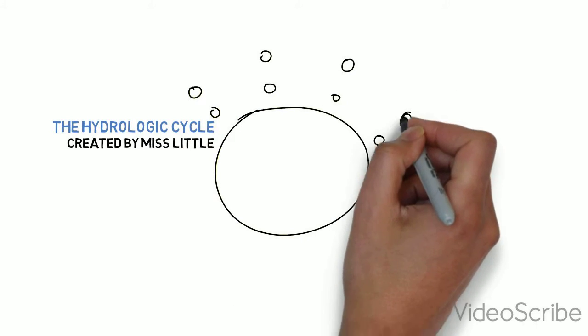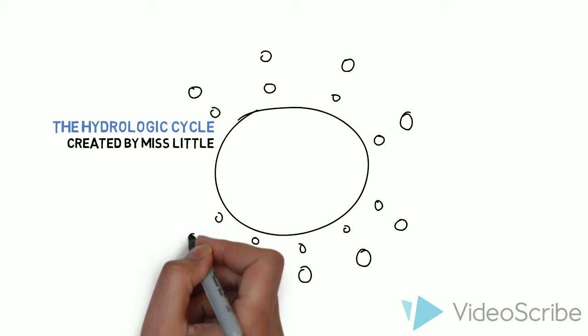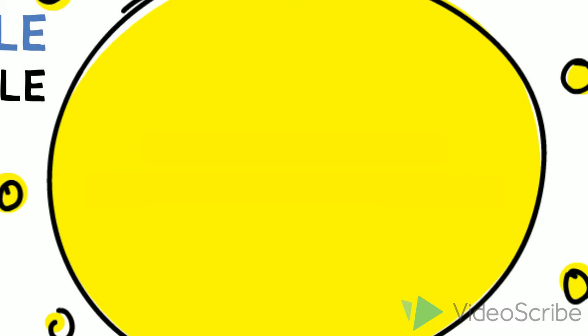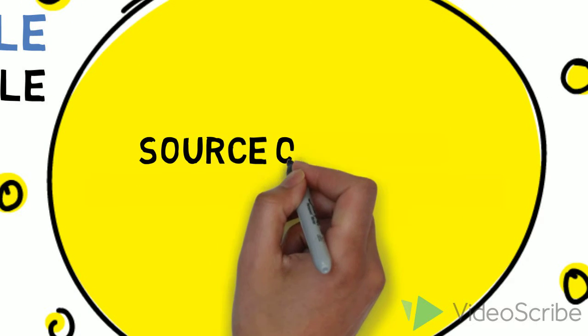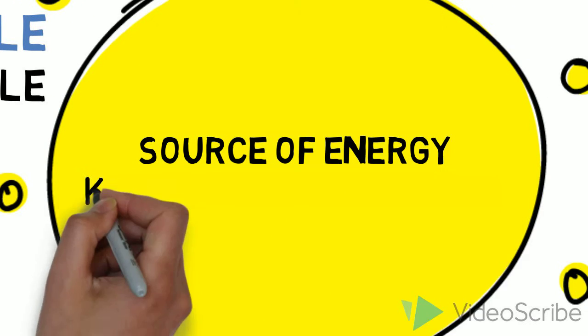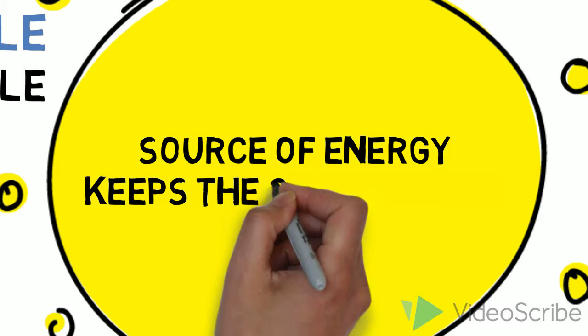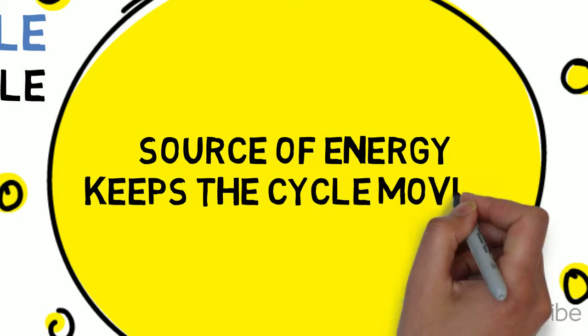The hydrologic cycle begins with the sun. The sun is the source of energy that keeps the cycle moving. Since the hydrologic cycle is continuous, it has no beginning and no end. For teaching purposes, let's start in the clouds.